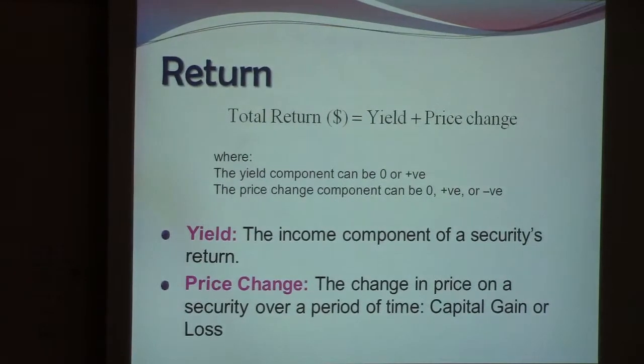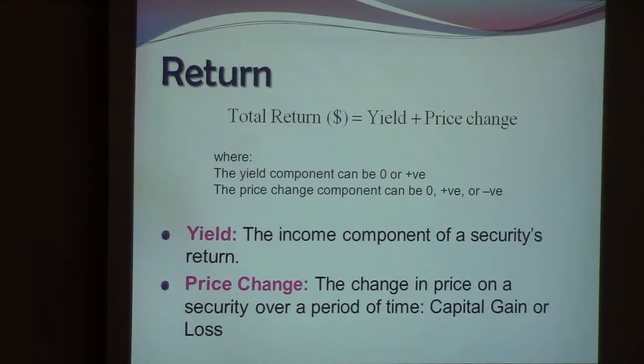Okay, so moving on to how to calculate return. Return is basically yield plus price change. So you have two components of return, and yield is some kind of income from your investment. Yield can be in the form of dividends, interest, or rent if you have a real estate property. So it is basically the income component of your return. And then you have price change. Price change is either gain or loss. This is when you sell. You cannot calculate this before you sell your asset.